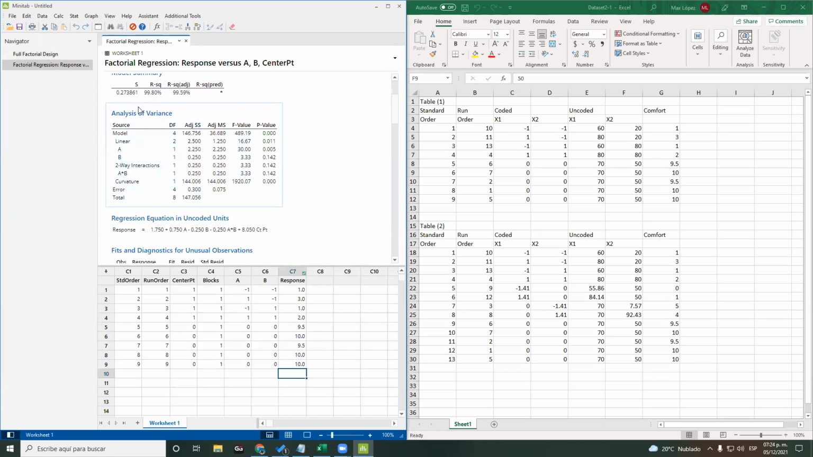Here in our analysis of variance, we can see that just our factor A remains significant, while factor B and the two-way interaction between A and B are above our significance level of 5%. Therefore, they are not significant for this model.